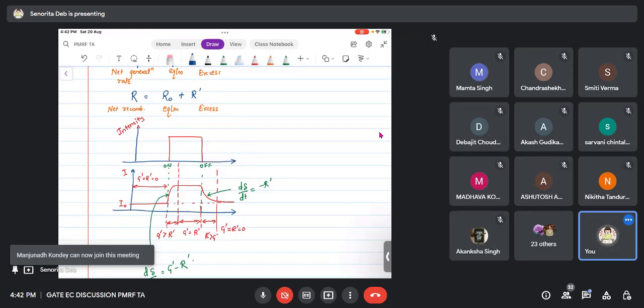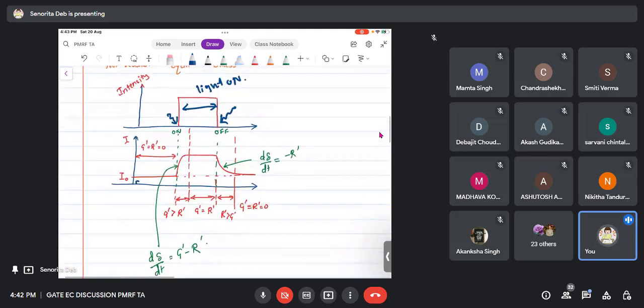Okay. So, suppose here I have switched on the light and here I have switched off the light. During this time the light was on, it was getting illuminated. So, what is happening? This is the profile of the current. And you can see earlier when there was no light, G and R will be 0, right? G and R will be 0. Then after that what happened?